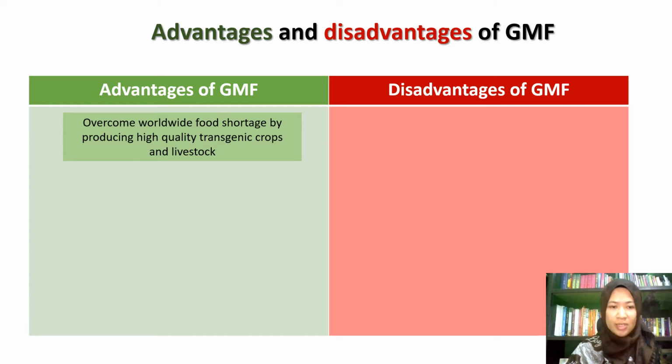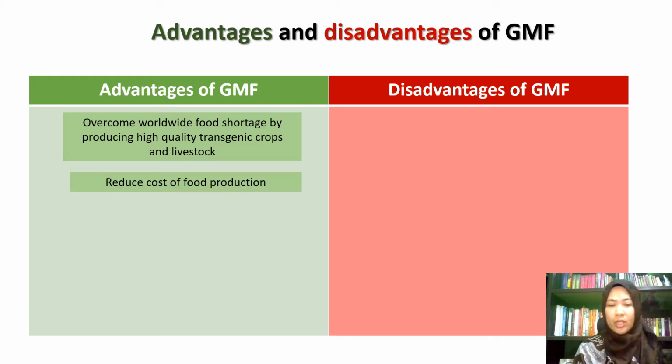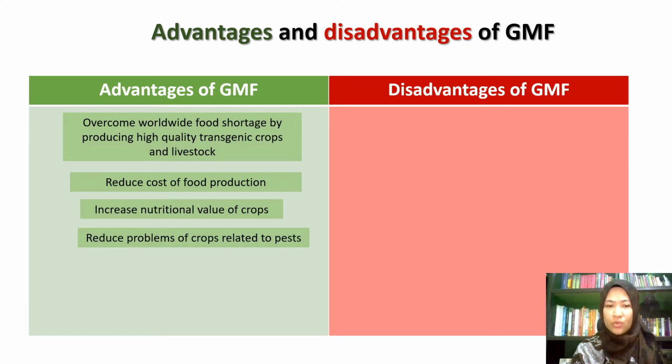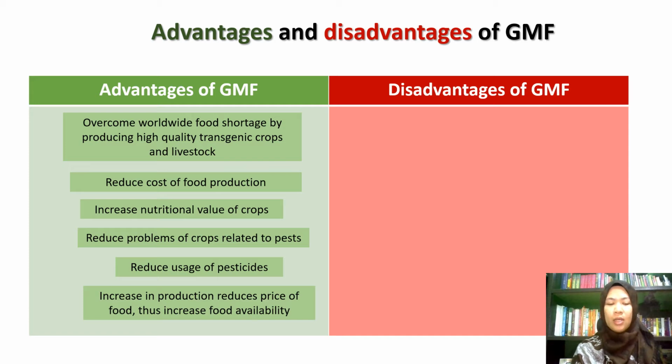Melalui GMF boleh hasilkan transgenic crops dan juga livestock yang lebih kualiti. Dan masanya biasanya lebih singkat. Okay, reduce cost of food production. Okay, increase nutritional value of crops, reduce problems of crops related to pests, okay, reduce the usage of pesticides, increase in production will reduce price of food. Thus, this will increase the food availability.